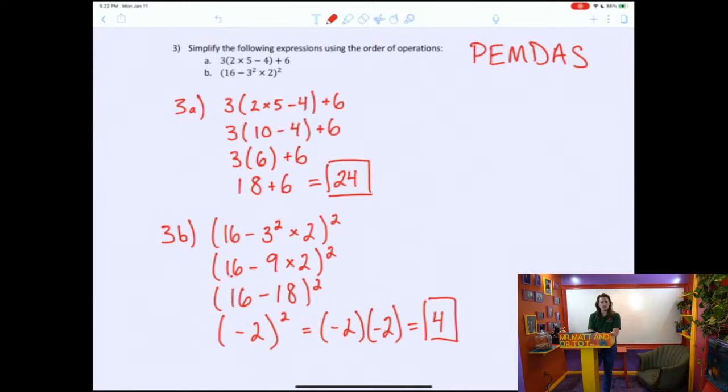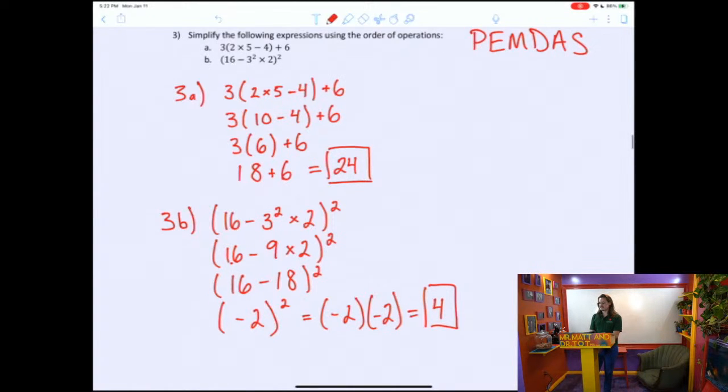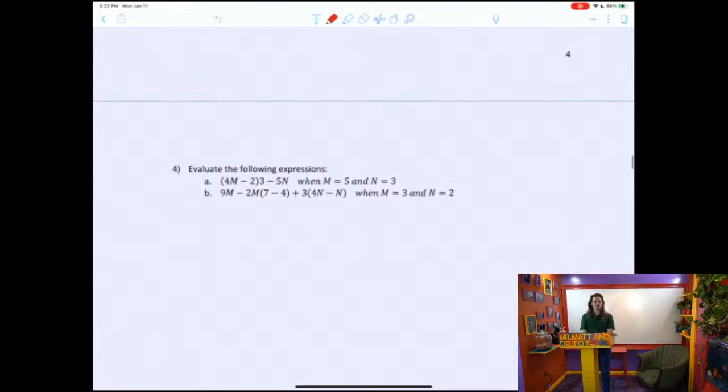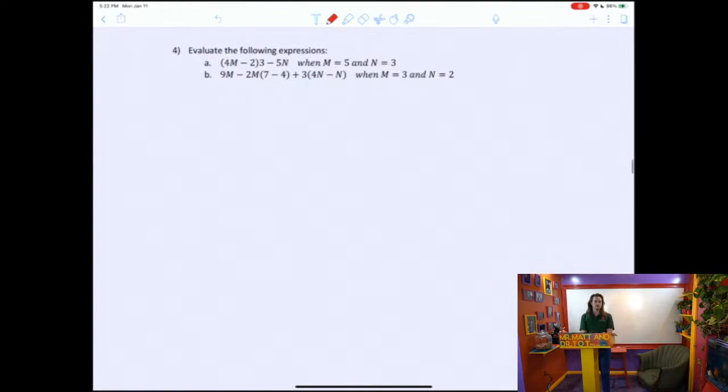So the answer to A was positive 24, and the answer to B was positive 4. So now we'll go back through as many times as we can before the end of class, some more examples of the same topic, subtopics. So those are the 3 subtopics for this video. Let's go ahead and look at question number 4, which is going to go back to evaluating expressions.